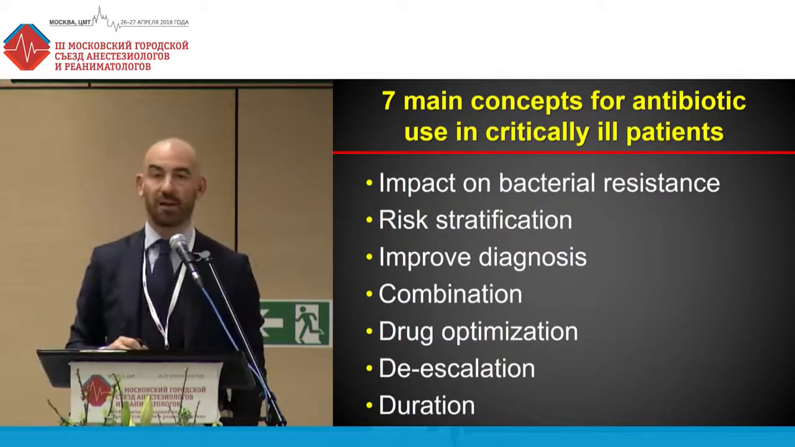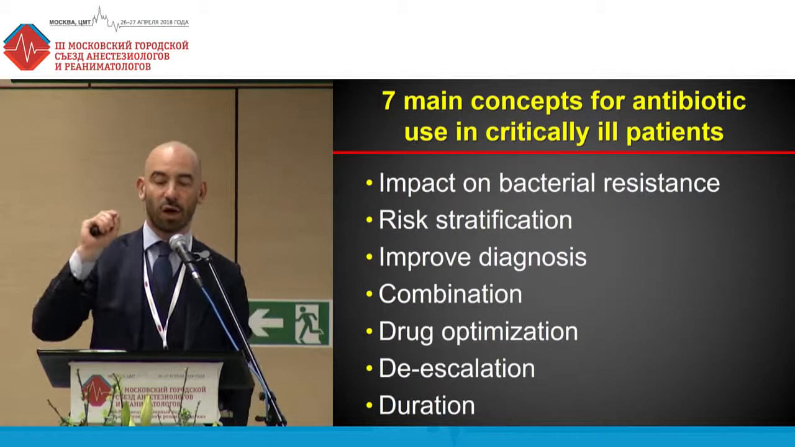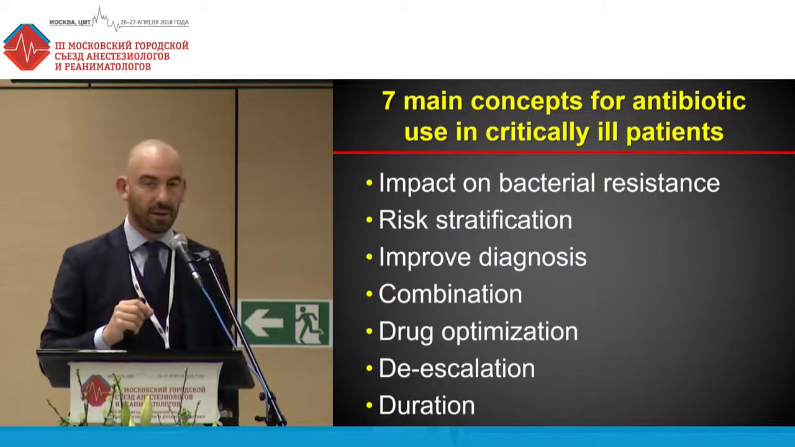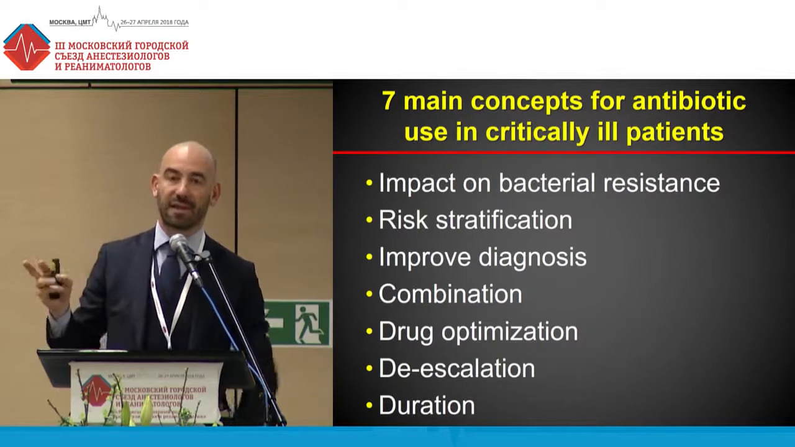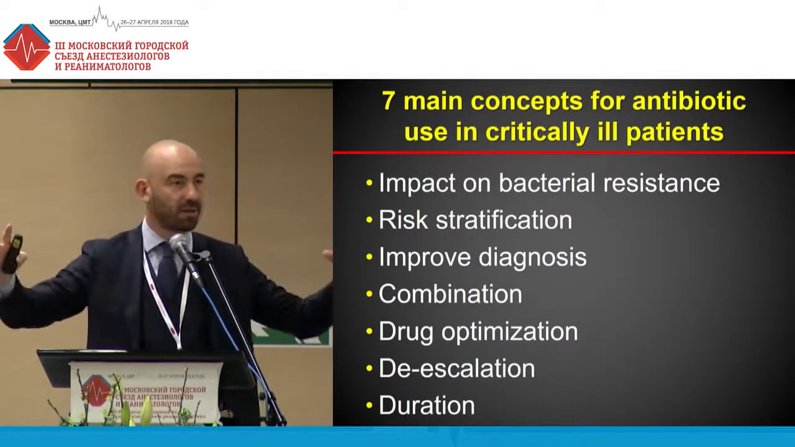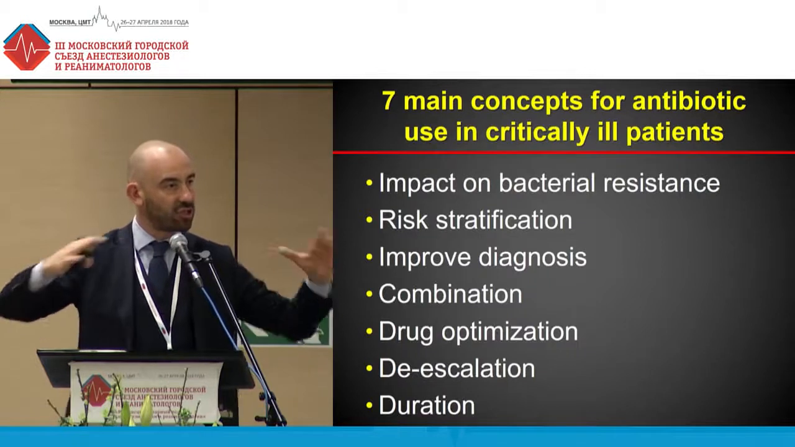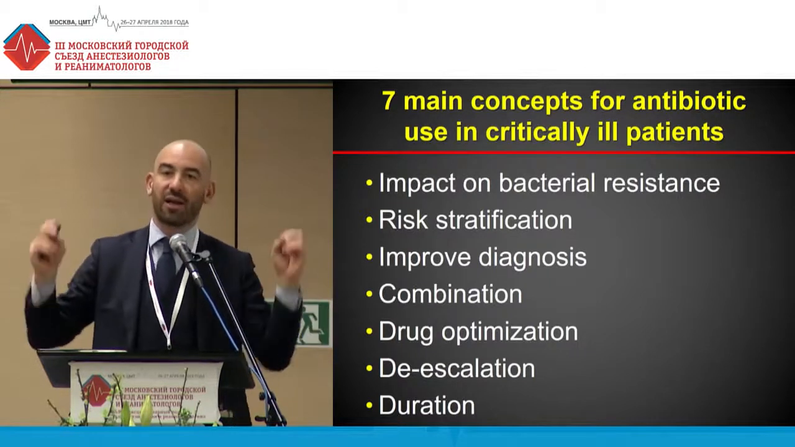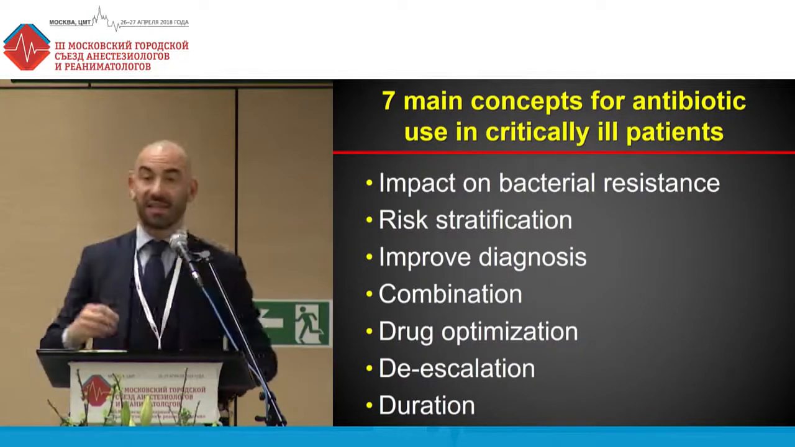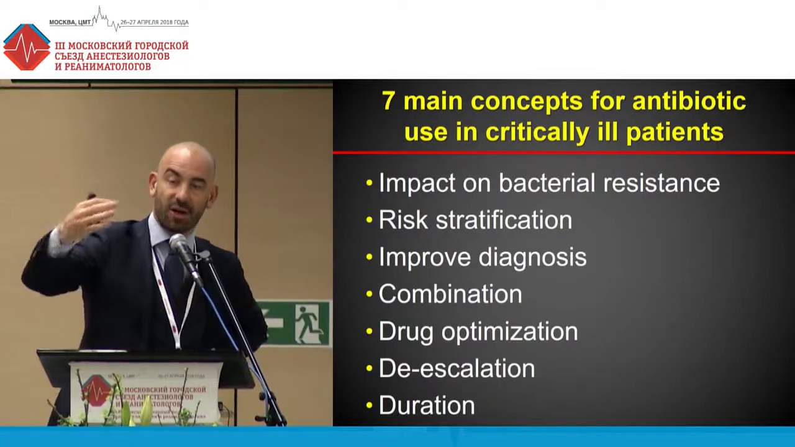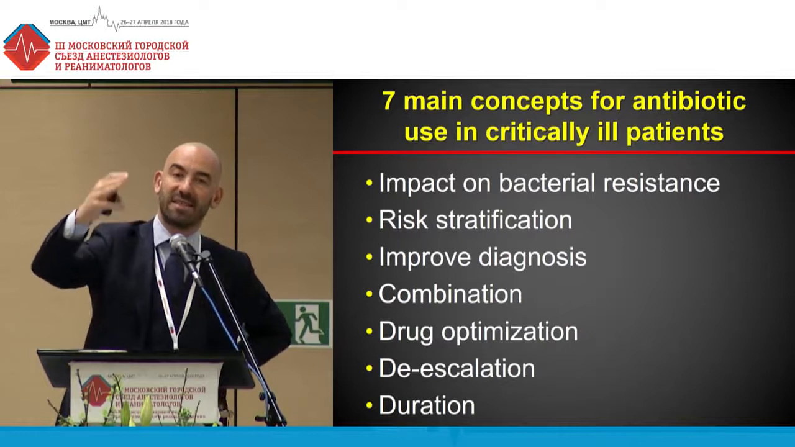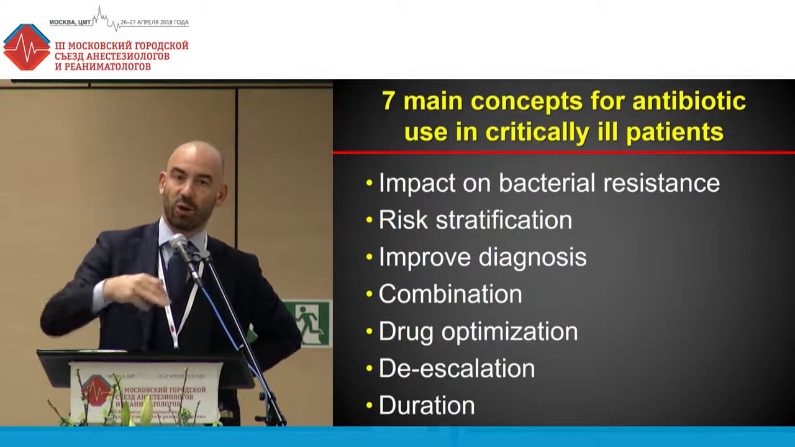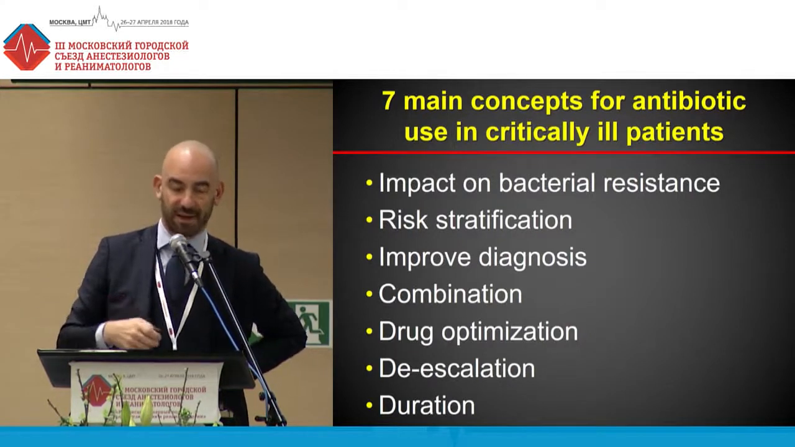The first one is impact on bacterial resistance. Why am I considering this point? Because carbapenems, for instance, that are widely prescribed for critically ill patients for ventilator-associated pneumonia, are very good drugs. However, they have an important impact on bacterial resistance. You know very well how important the impact is here in Russia. You are full of carbapenem-resistant strains.